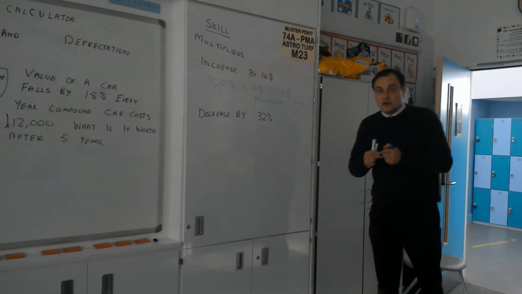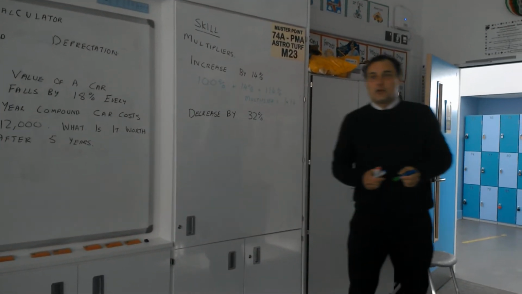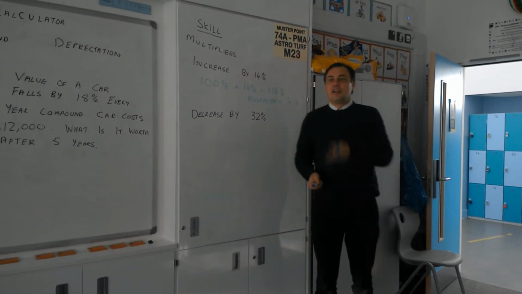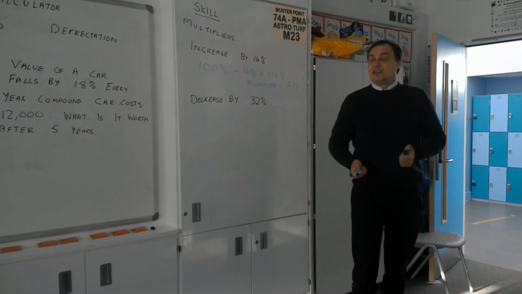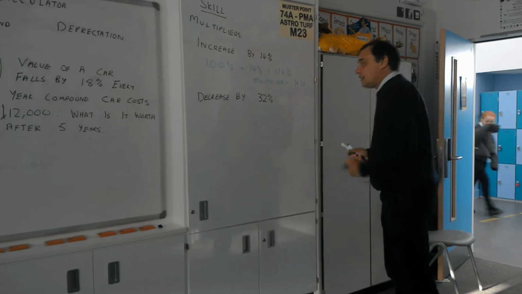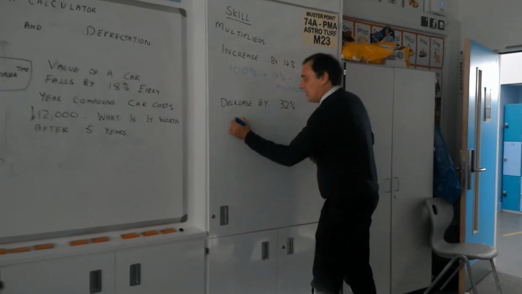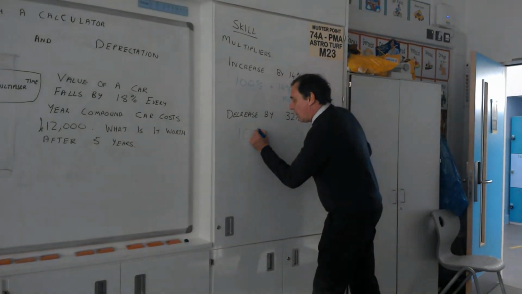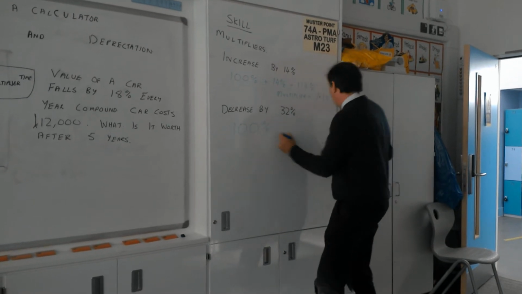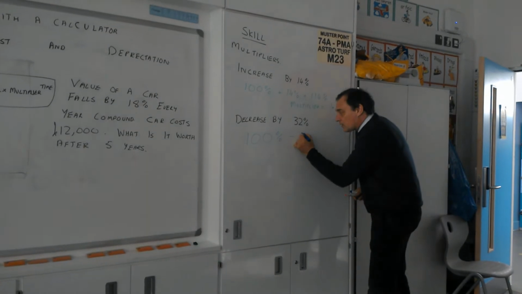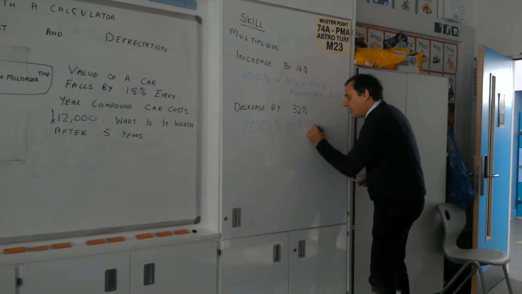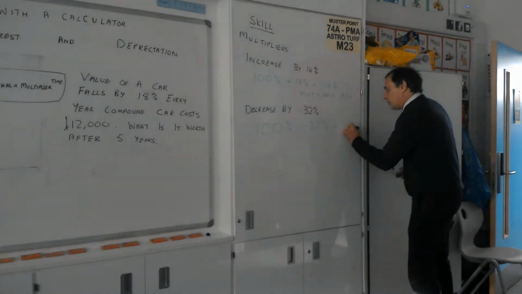If we're going to be decreasing something, who could tell me what decreasing means? What is decreasing? Is decreasing going up or is it going down? Down. Down, well done. Okay, so if we're decreasing by 32%, what we do is we're going to do 100%. We always start with our 100% because that's what we've got, that's our whole. Take away 32%, and that gives us 68%.